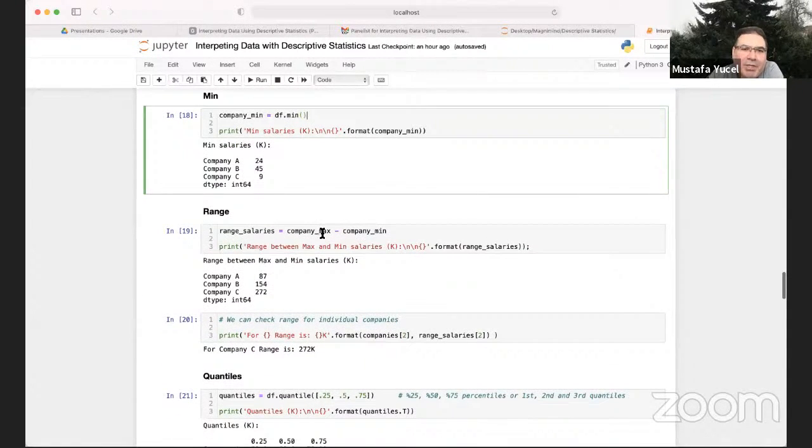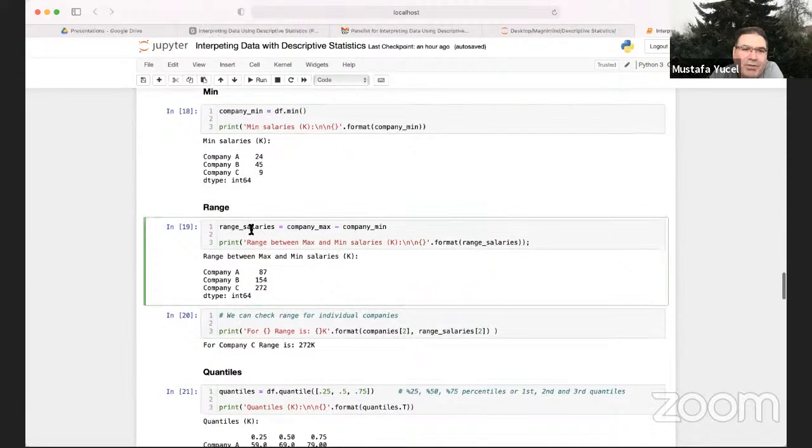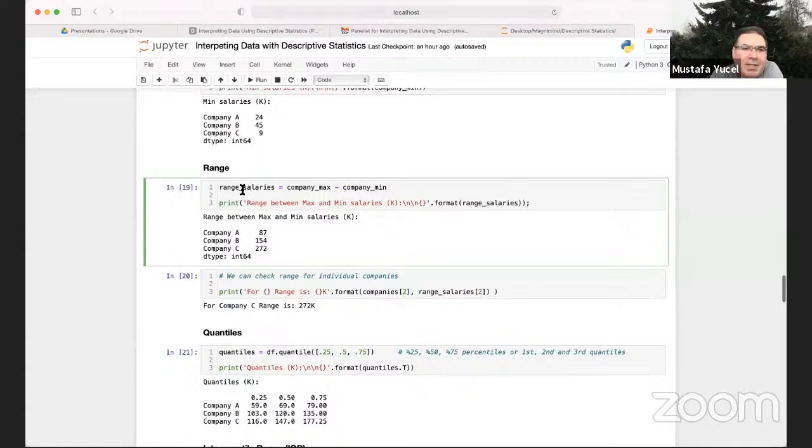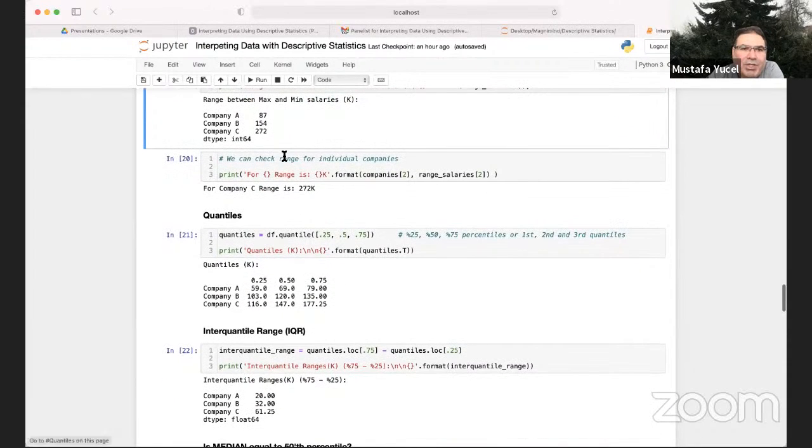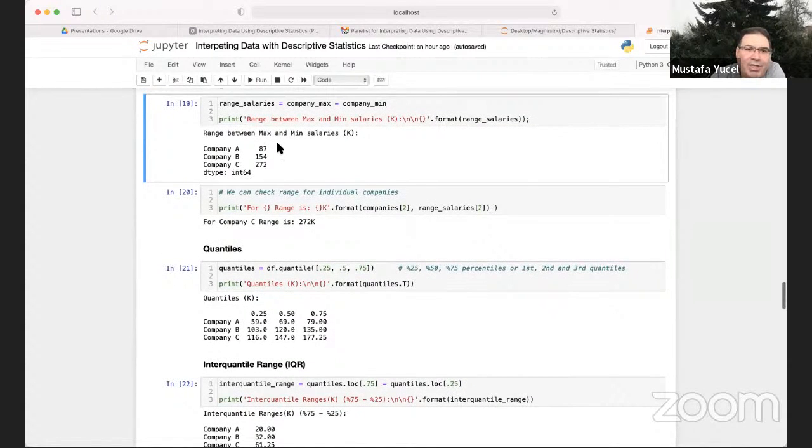So we already produced company maximum and company minimum data frame. When we subtract maximum and minimum and put it in a new data frame, or in a new series, let's say, these are the range. In this company, the difference between maximum and minimum salary is something like this. We can check range for individual companies. After you produce this one, you can just select, let's say, companies 2 and range salaries 2, just selection from here. And then we can say for company C, the range is 272K. We just select this value, range salaries 2.